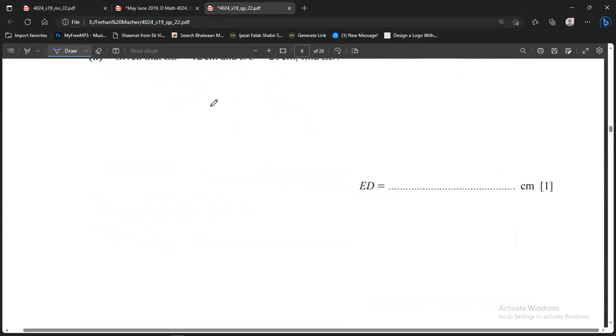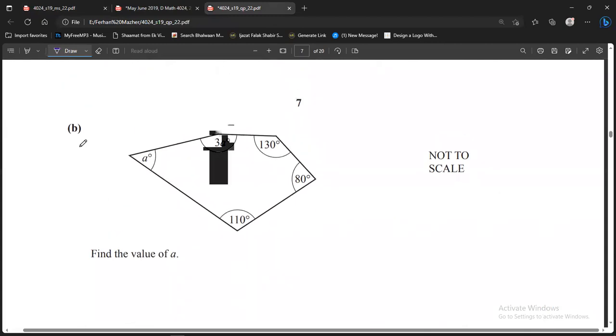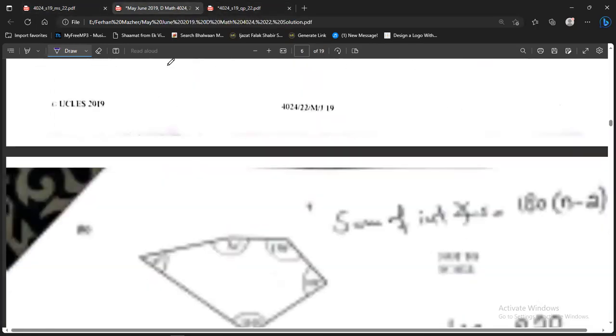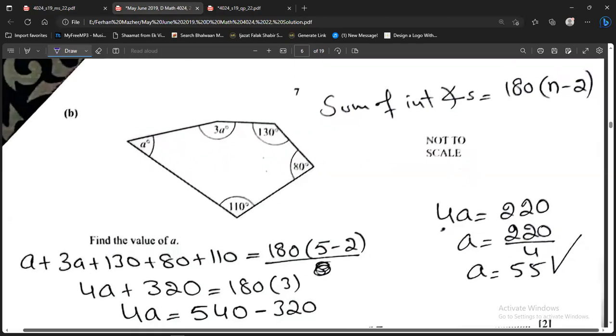Okay, so we are going to the next part. This is the B part. He says, find the value of the A. So we want to find out the value of the A. 1, 2, 3, 4, 5. It's a pentagon, and you can find the sum of the internal angles of the pentagon. The formula is 180 bracket n minus 2 bracket close. In the place of n, put 5, and you will be able to find out the value.